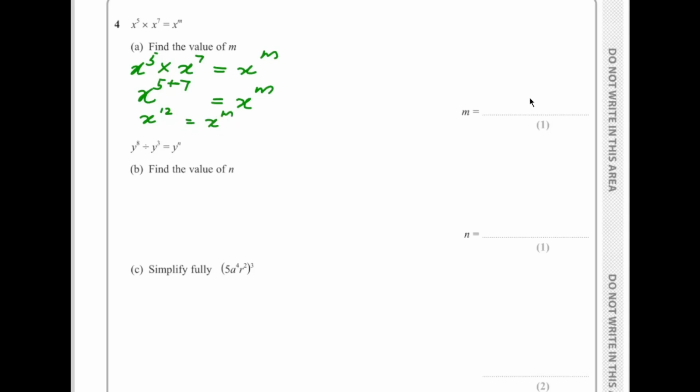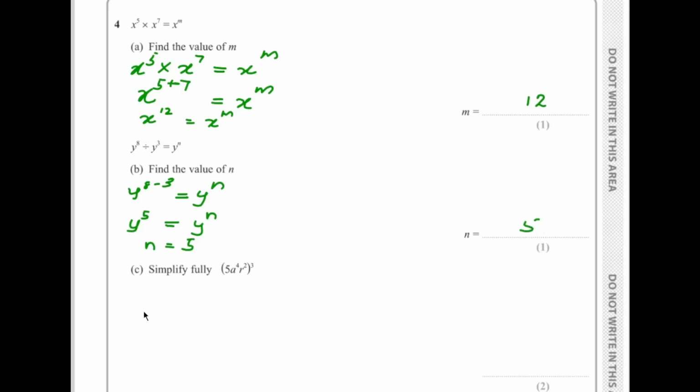Therefore, m equals 12. Next one, when dividing, we have to subtract the powers. So here y to the power of 8 minus 3 equals y to the power of n. 8 minus 3 is 5, so y to the power of 5 equals y to the power of n. Then n equals 5.